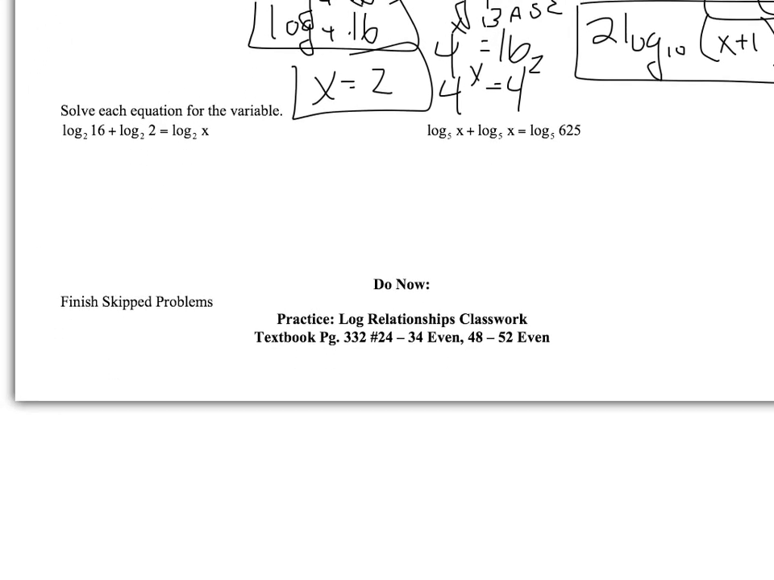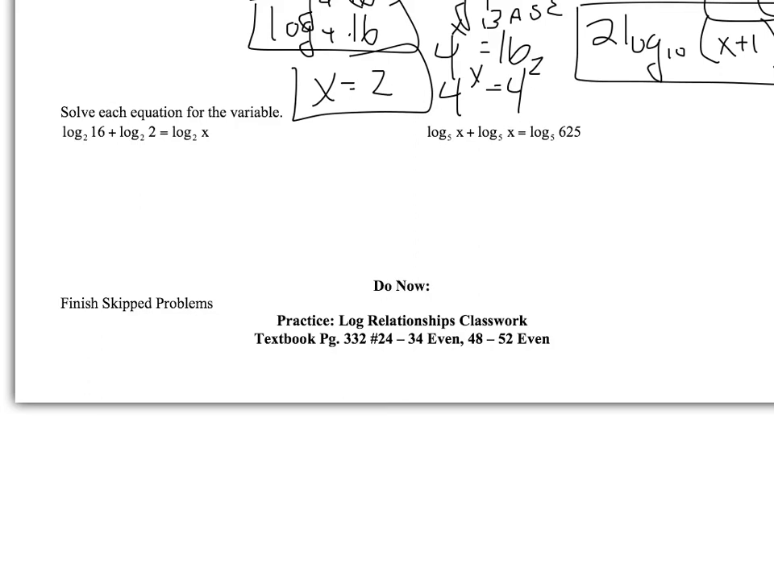Last section, solve the equation for the variable. It doesn't matter which one we do, so let's just do the first one. If I look at the first one, the first thing I'm going to do is condense. So this addition will condense to multiplication. So it's going to be log base 2 of, and then you take 16 times 2. 16 times 2 is 32. Equals log base 2 of x. I just rewrote the other side.